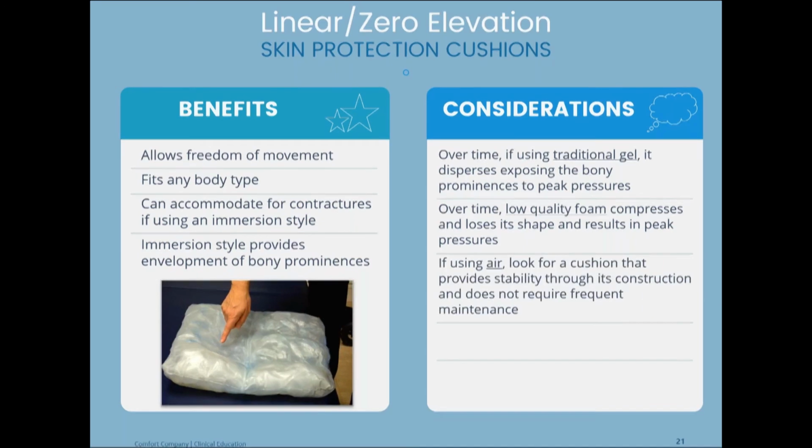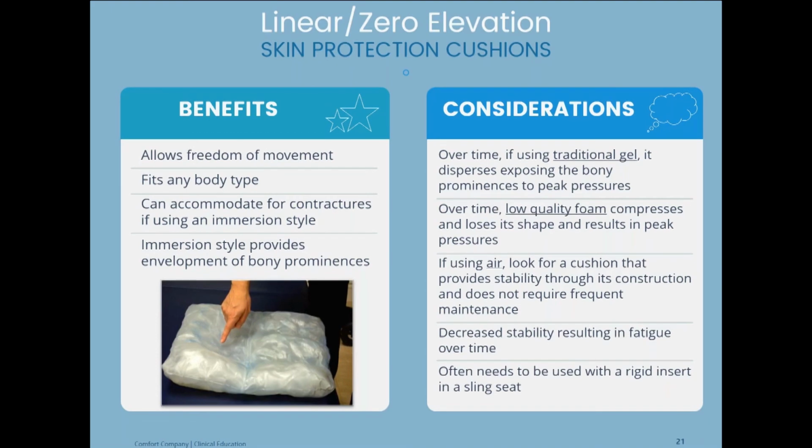And it's the same with air. Sometimes with an air cushion, it loses its stability through its construction, and so you need to constantly be maintaining this type of cushion. You may even have to use a rigid insert in order to provide the stability that these kinds of cushions lack. And if you don't maintain that air, if it's overinflated or underinflated, you can actually cause more harm. You can cause more pressure directly onto those bony prominences.